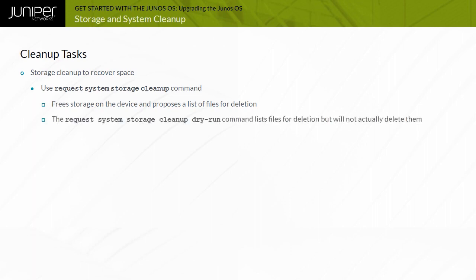You can also issue the request system storage cleanup dry-run command to view a list of files that would be deleted by the request system storage cleanup command, but you will not be offered the option to actually delete them. This is useful if you just want to see what potentially unnecessary files are stored on the system.